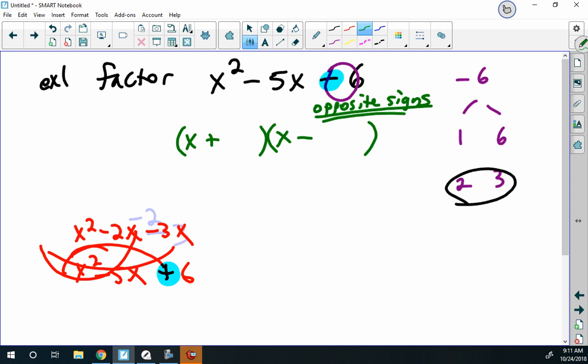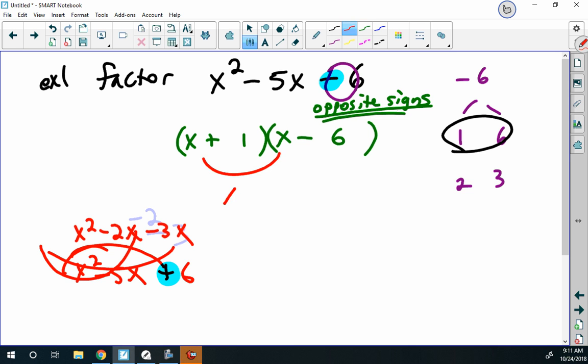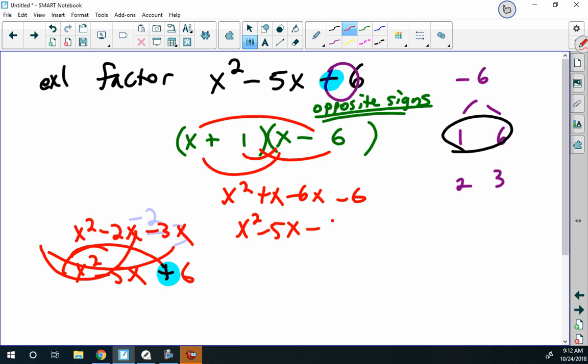Plus, okay. So 2 and 3 didn't work, so then we're going to have to try the other ones. And somebody said, what, minus 6? Minus 6 and plus 1. Will that get it done? Let's check it. x squared plus x minus 6x minus 6. That's x squared minus 5x minus 6. Bam. There it is. Cool beans. How do we feel about factoring?